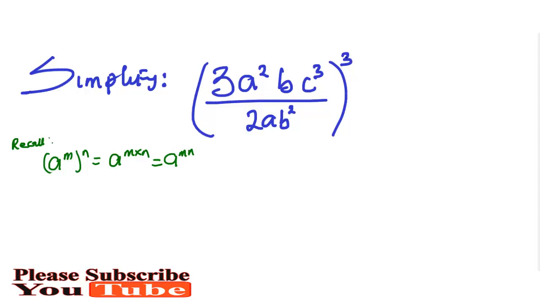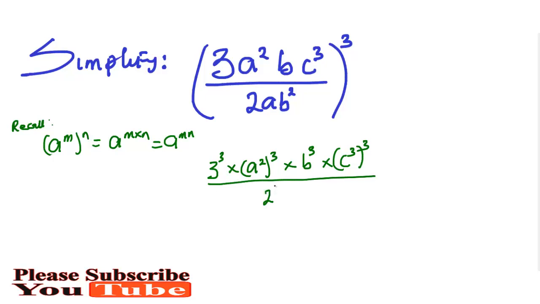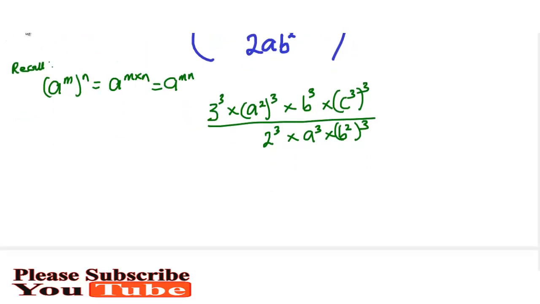So that implies that we have to distribute this 3 to each of these terms, including 3. If I want to rewrite this expression, I can write it as 3 raised to the power of 3 multiplied by a raised to the power 2, then everything raised to the power of 3, multiplied by b raised to the power 3, multiplied by c raised to the power 3, then everything raised to the power 3, then everything over 2 raised to the power of 3, multiplied by a raised to the power of 3, multiplied by b raised to the power 2, then everything raised to the power of 3.